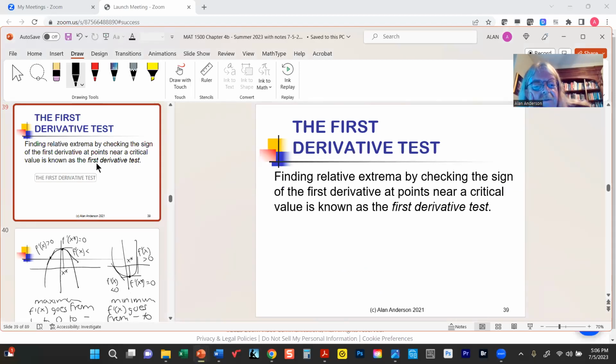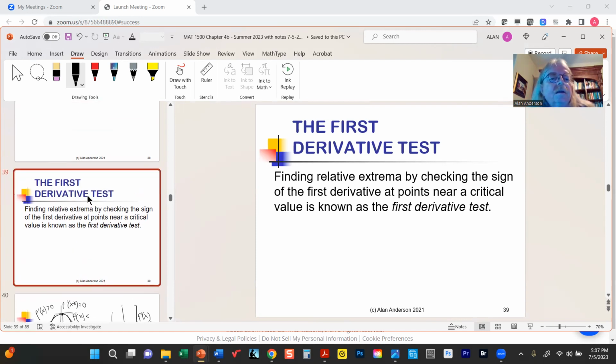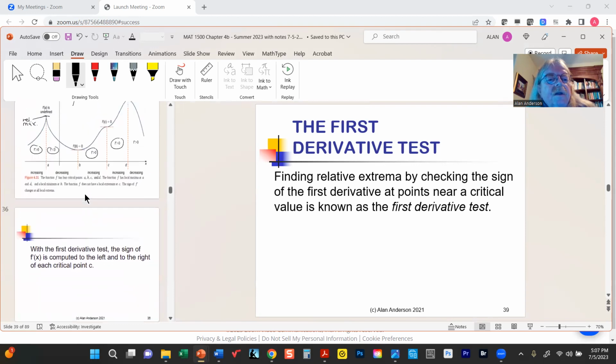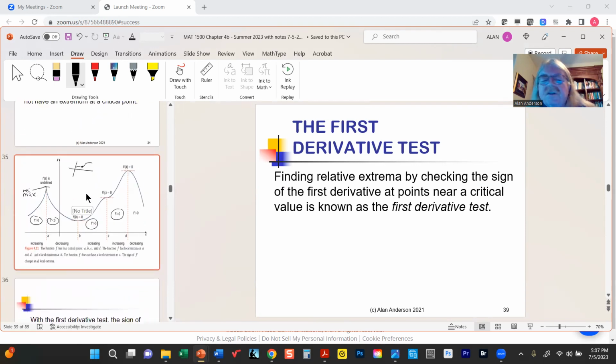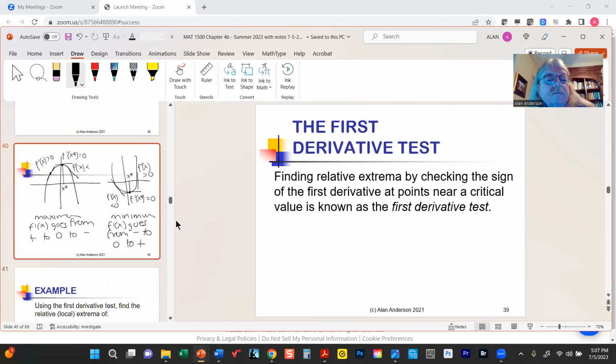All right, so I think we will pick up today where we left off last time with the first derivative test. And what this is designed to do is help us identify whether a relative extreme point is a maximum or a minimum. Okay, we know how to find the extrema by taking the first derivative of a function and setting it equal to 0.